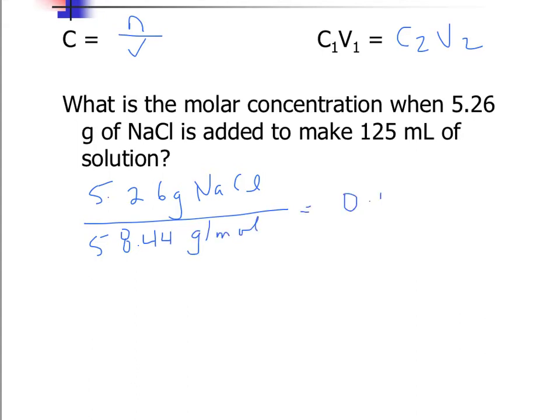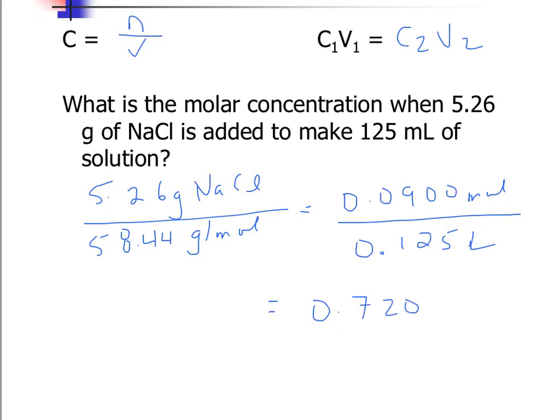That gives me 0.0900 moles of sodium chloride. If I divide that by the volume of my solution in liters, so I take 125 mL and divide it by 1,000, that gives me the molar concentration of the solution in moles per liter, which the short form is a capital M.